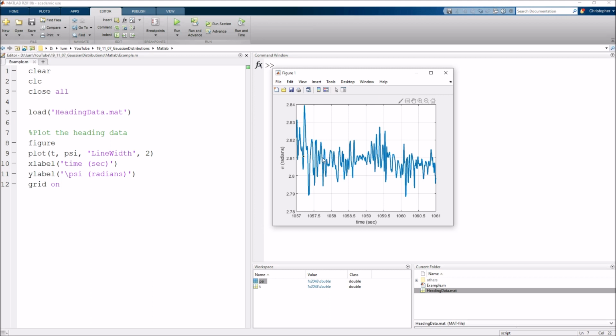In real life, the object that you might be targeting might not be moving. And you can see it's probably here around a heading angle of 2.81 radians, but there's quite a bit of noise on top of this. What would be cool is to see what this noise looks like. What's its distribution? How far away is it from the average value?